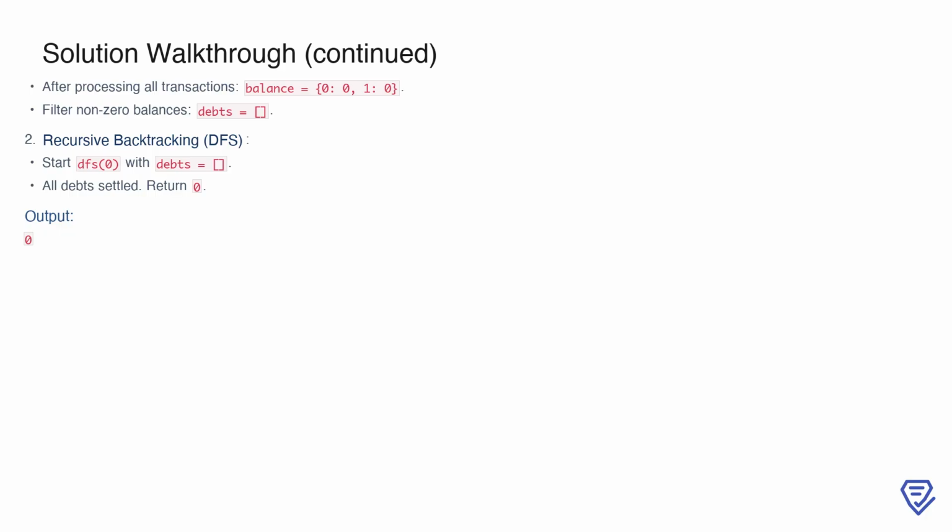Filtering out zero balances leaves us with an empty debts array, which means there are no outstanding debts to settle. As a result, the recursion immediately recognizes that all debts are resolved and returns 0. Since no transactions are required, the output for this example is 0. This highlights that when all debts are already balanced, no additional steps are needed to achieve optimal account balancing.